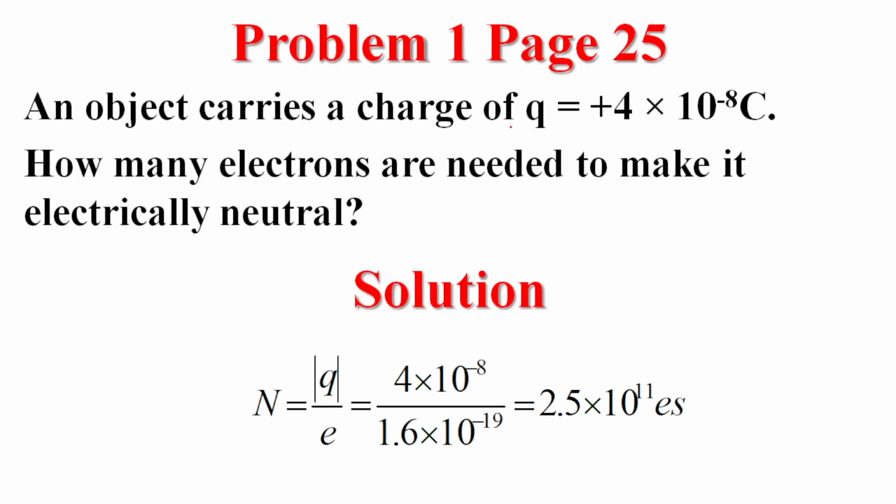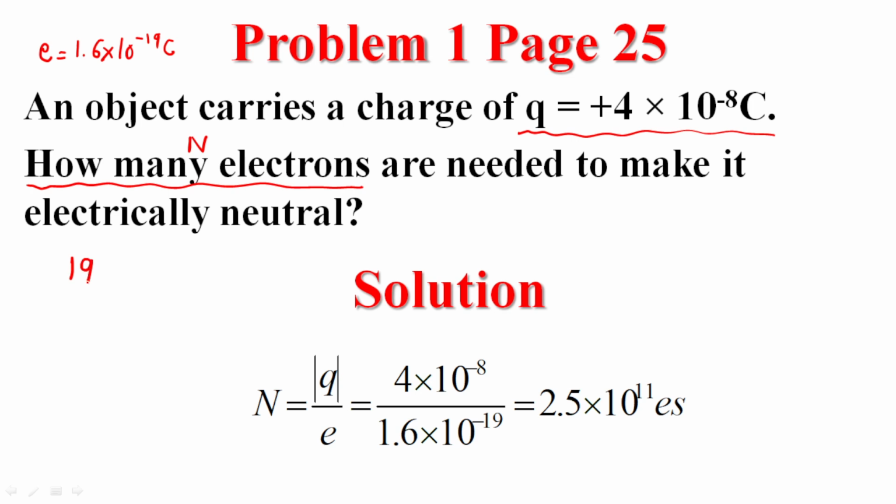An object carries a charge Q equals 4 times 10 power minus 8. Here the quantity of charge is given. And also the constant e is given, 1.6 times 10 power minus 19 coulombs. In the question it asks how many electrons, meaning it wants the number of electrons, N, needed to make it electrically neutral. We know that Q equals Ne, but here we don't want to find Q, we want N, so divide both sides by e. Therefore, N equals Q divided by e. Magnitude of Q divided by e, which is 4 times 10 power minus 8 divided by 1.6 times 10 power minus 19, we get 2.5 times 10 power 11 electrons.